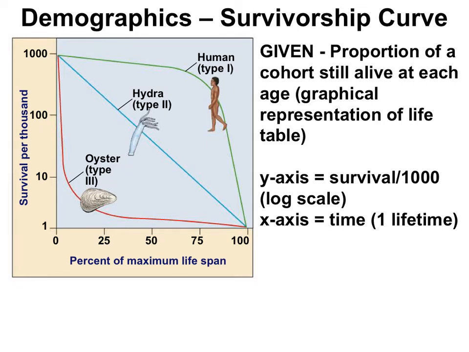but the scaling is different. This y-axis has a log scale. See how the intervals are evenly spaced, but it goes 1,000, 100, 10, and 1? That's what a log scale is. Now, what's given on the x-axis is time. The time on the x-axis can differ from one survivorship curve to the next, but what's true of all survivorship curves is that the amount of time should be equal to one lifetime.